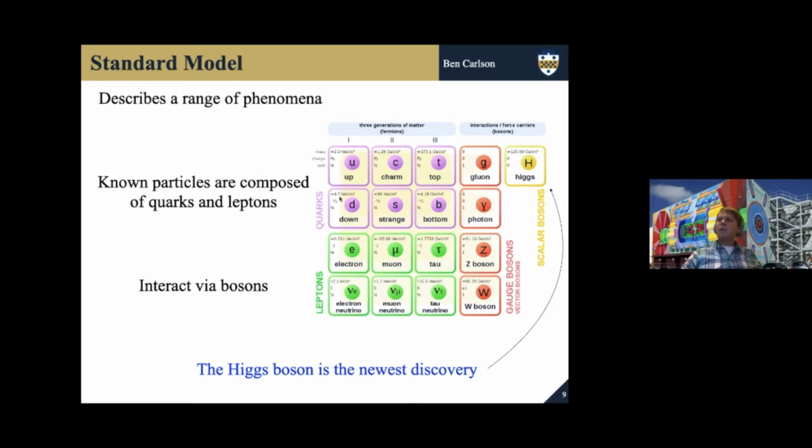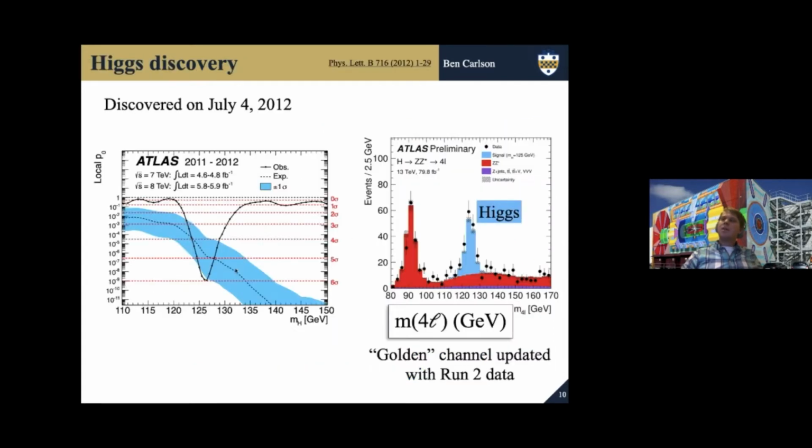unique role in pulling all of this together, in the sense that it gives mass, by the mechanism of electroweak symmetry breaking, to all of the massive particles in the Standard Model. So the Higgs boson was discovered by the LHC in 2012. What you can see on the left-hand side is the statistical proof that we had discovered a Higgs boson with some indication of the mass.